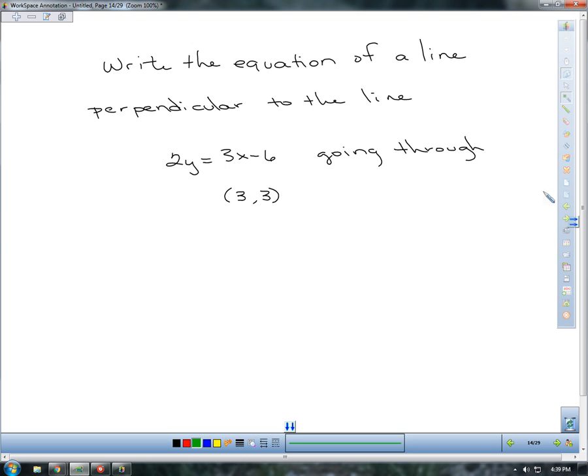Okay, now they want me to write the equation of a line perpendicular to this line going through the point 3, 3. And so this is very similar to one we've already done. I just thought we'd practice with one that was not already in y-intercept form. So I'm going to take 2y equals 3x minus 6, and I'm going to get y by itself. So I'm going to divide by 2, and so y should equal 3/2 x minus 3.